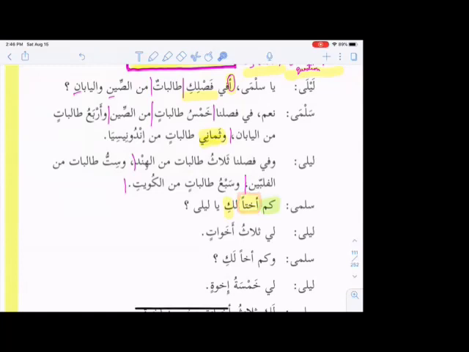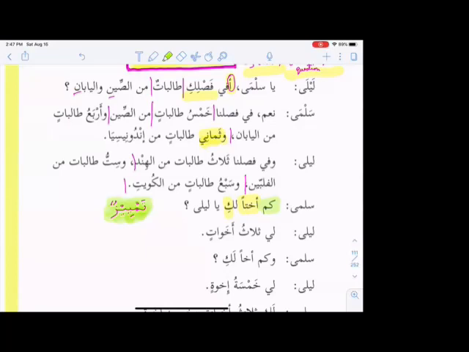Why is it mansub? Because it is called tamiz. Tamyiz. I will write it down. It is actually tamyizun. Remember this, my brother. But we don't say tamyiz, we just say tamiz, because in Urdu it's very common. Tamiz means a good character.